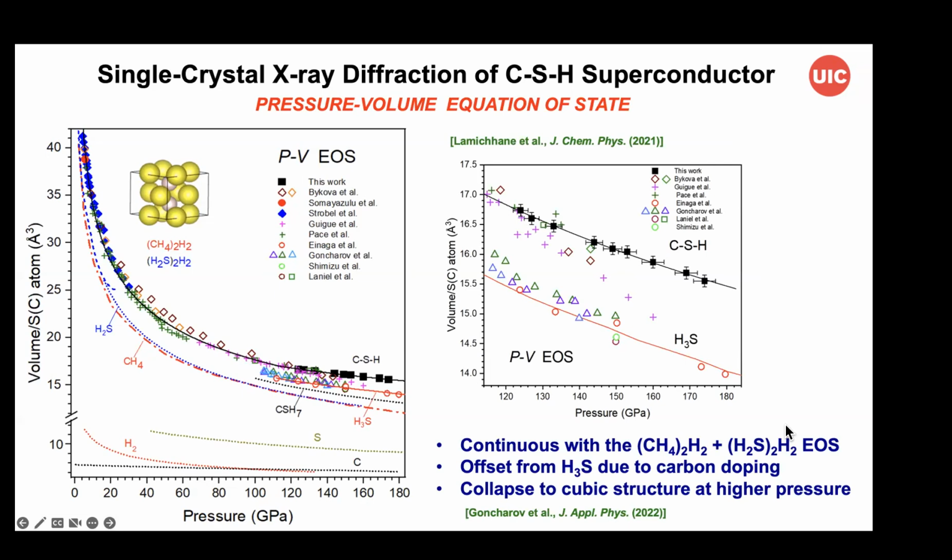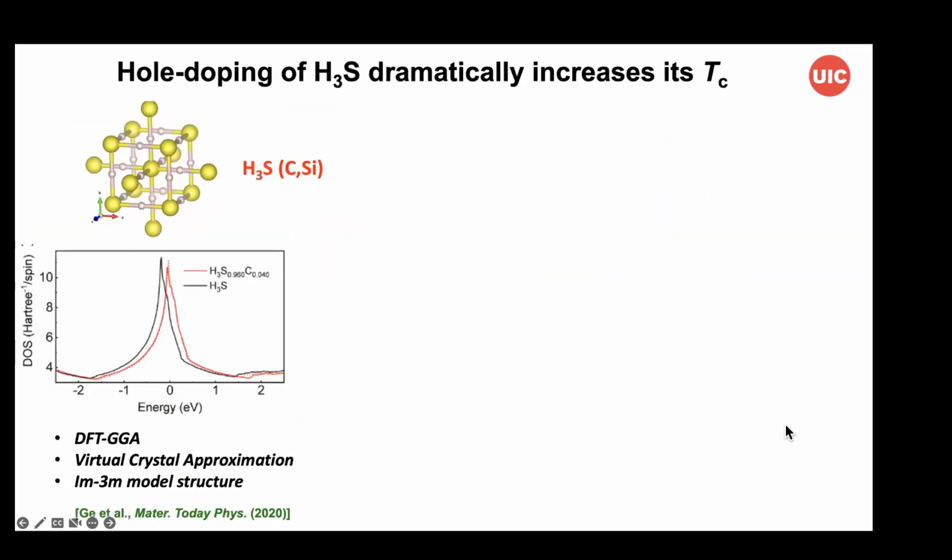In subsequent work, Goncharov and co-authors took measurements to higher pressure, on samples that they independently synthesized, and found that this orthorhombic structure that we found collapses to form a cubic structure, something that we pointed out in this earlier study is likely to happen. And that becomes the basis for perhaps understanding the mechanism of TC in the system.